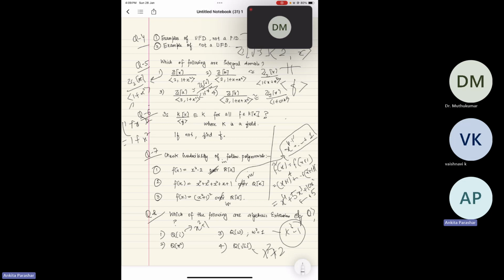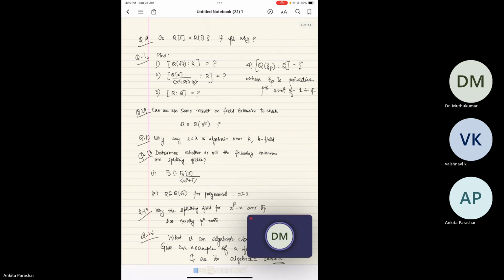Okay, so can you give me one extension of R which is not algebraic? You can think of it. We can move to the next part. We have a few more questions.